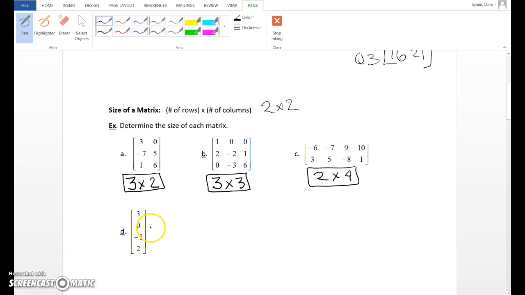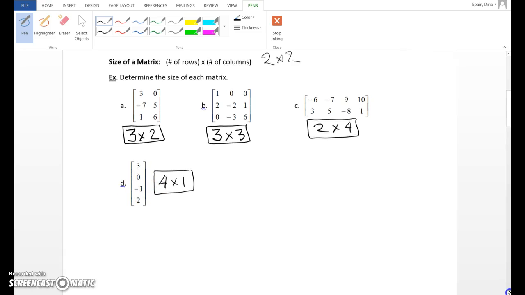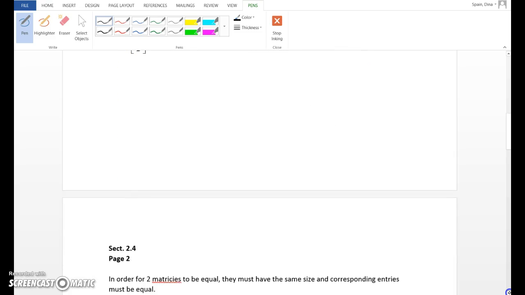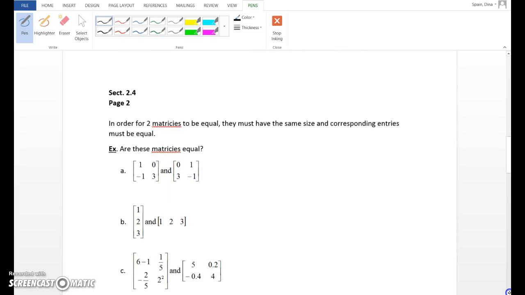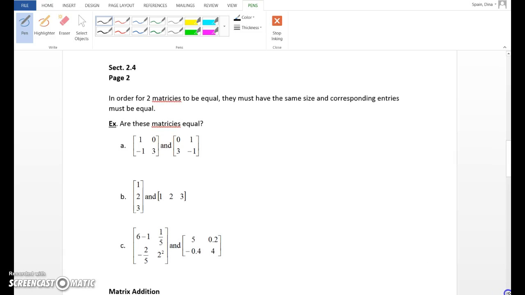Be careful on part D. How many rows are there? 1, 2, 3, 4 rows and 1 column. That's very tricky because some students want to call this a 1 by 4. That's a 4 by 1. Remember to count the rows first. So that's not bad. That's determining the size of a matrix. Make sure you can do that in WebAssign. We'll do very similar ones.